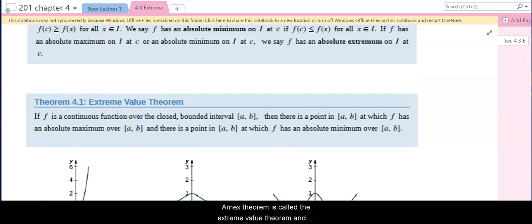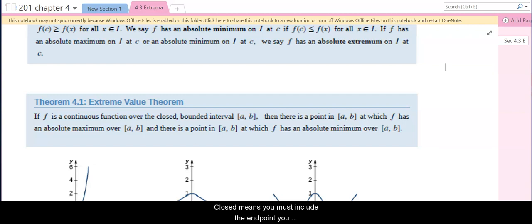Our next theorem is called the extreme value theorem, and this is the one that we talked about in class yesterday. For this theorem, it gives the conditions over which a function or its graph is guaranteed to have an absolute maximum over an interval and an absolute minimum over the same interval. So the conditions in order to be guaranteed that there's an absolute maximum and an absolute minimum are basically twofold. One, it has to be a continuous function. That means that over that interval, you have to be able to draw the graph without picking up the pencil. It also means that the interval has to be closed and bounded.